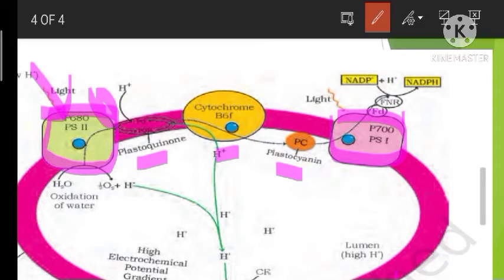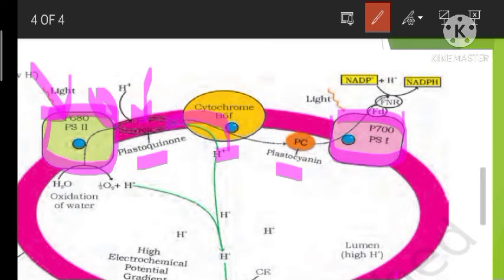Okay, so when the plastoquinone is receiving the electron from the primary electron acceptor, it will also take up a hydrogen ion from the stroma. Why? Because plastoquinone is not actually an electron carrier, but it is a hydrogen carrier. So when it carries the electron, along with that it will be carrying a hydrogen also. Okay, so it carries the proton from the stroma. And then it passes the electron to the next electron carrier, that is the cytochrome complex. The cytochrome complex also will be receiving that hydrogen ion or the proton.